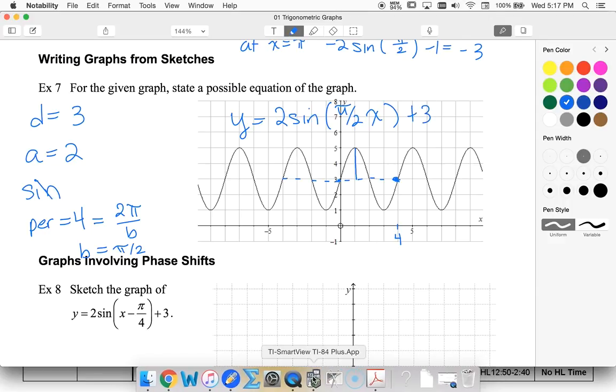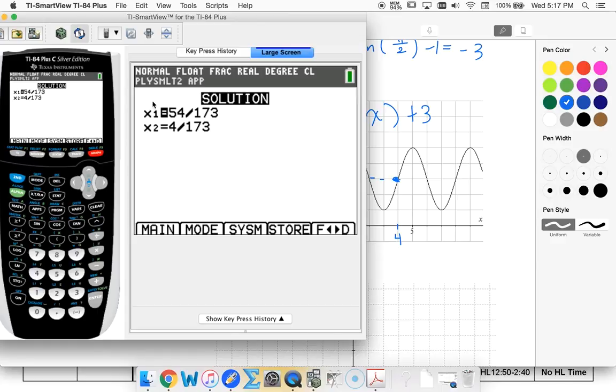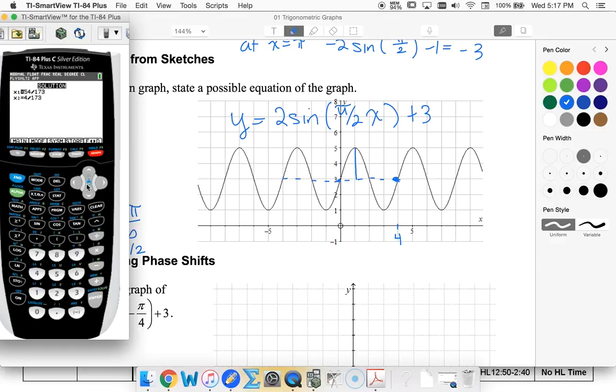Let's go into our calculator and see if that checks out. So in my calculator, all right, first I want to check and make sure I'm in radians mode. And now I want to go into my y equals, type my equation. So we've got 2 sine of pi over 2x plus 3.